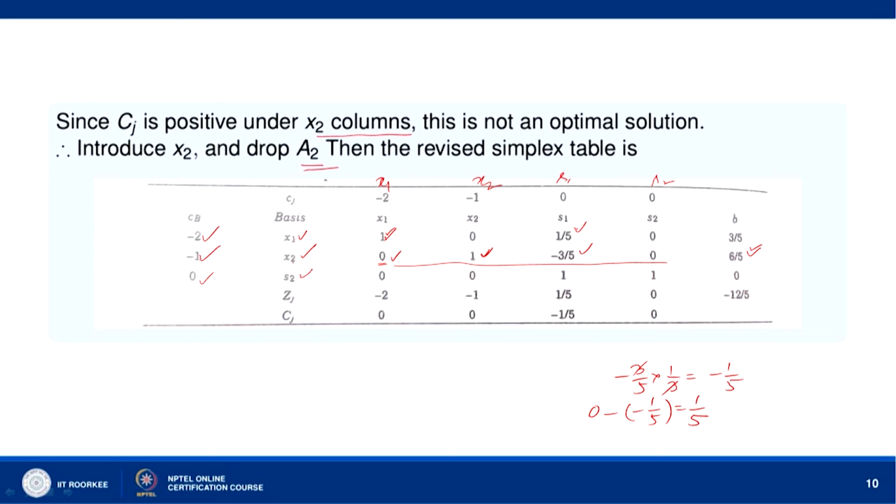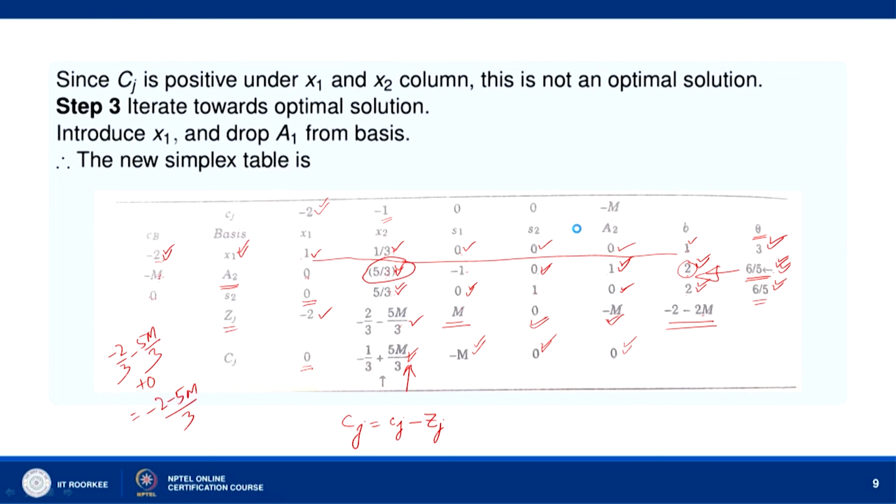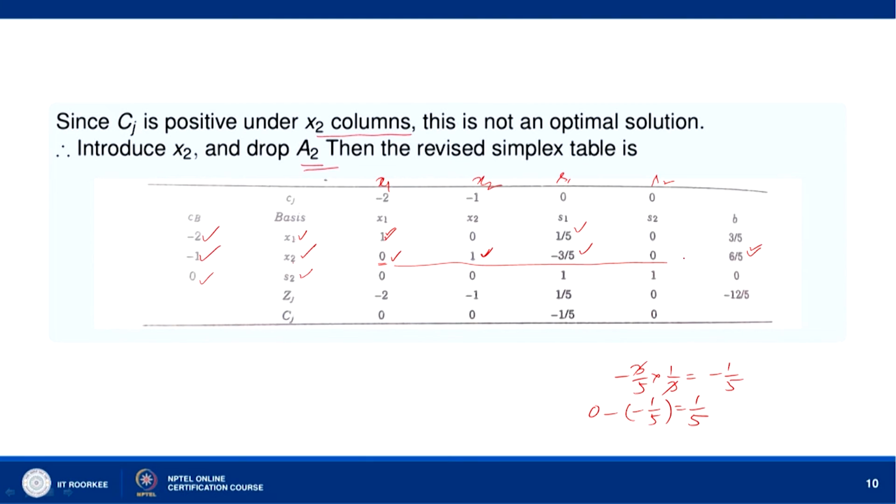And in the s2 column, let us see what we get here. We are dividing by 5 by 3, so this became 3 by 5, right. A2 is not there. We come to this one. We are dividing by 5 by 3, this becomes 6 by 5, and then we are multiplying by 1 by 3 and subtracting from this row. So, we get 1 minus 6 by 5 into 1 by 3.